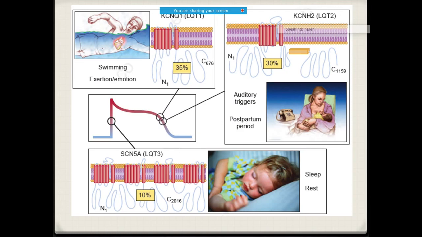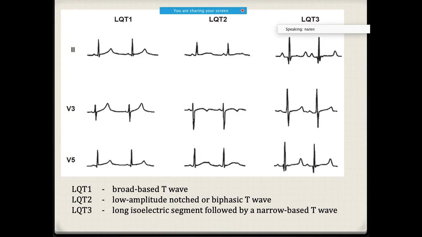Then comes long QT3. Long QT3 is associated with SCN5A mutation. Don't forget that. This is the one where the arrhythmias happen during sleep. A lot of times you would have heard that someone died during sleep, and if it is due to QT prolongation, most commonly it would be long QT3. So, SCN5A mutation. Don't forget about that.